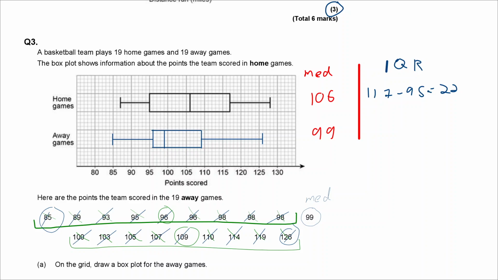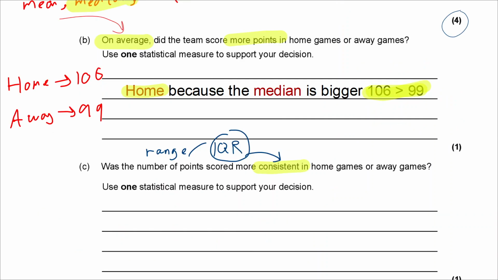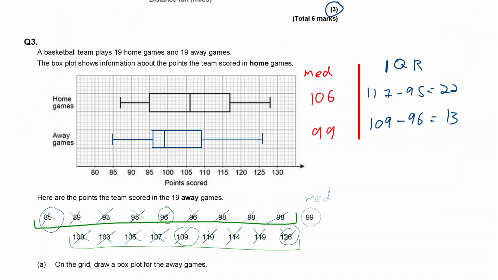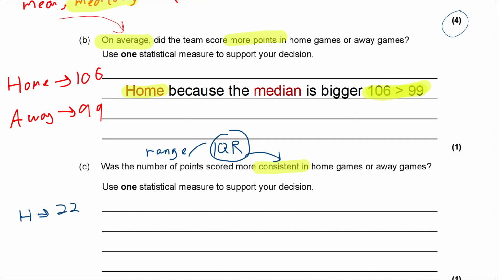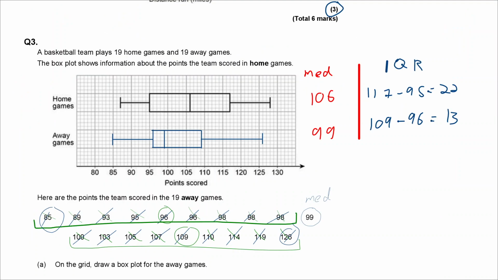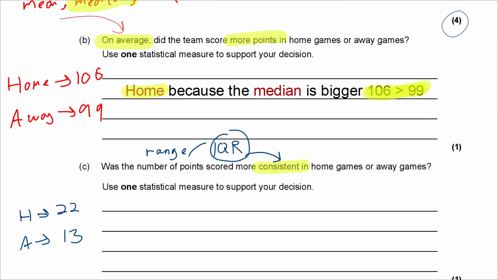Okay. And for this one, I've got 109 take away 96, which gives you 13. Okay, let's double check those numbers. That's good. Yeah, good. So these are our key numbers. Home was, I've forgotten already, 22, and away was 13. Let's go and type it into words now.